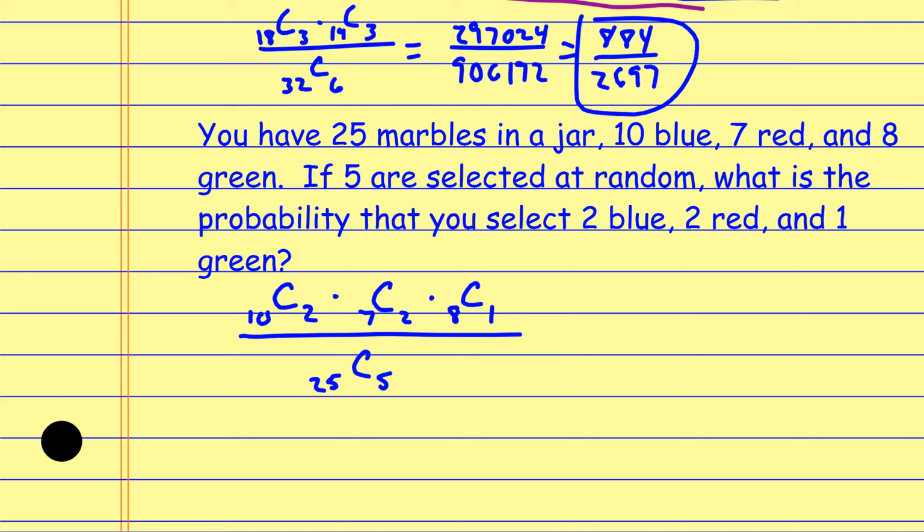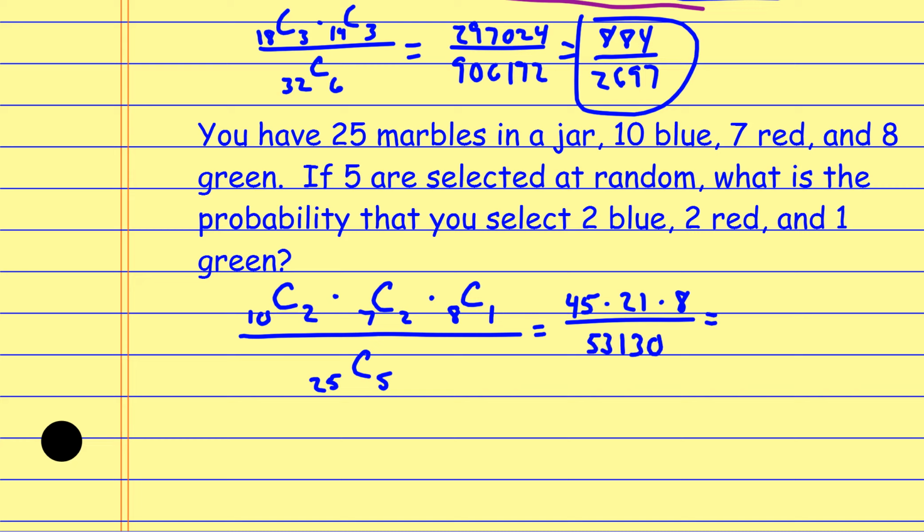Some of them we can do in our heads, and that's fine. So like this first one, you should be able to do that one in your head. That's a 45. The next one, once again, you should be able to do in your head. It's a 21. And then the last one you could probably do in your head is an 8. The only one I need to punch in the calculator here is the 25 choose 5, so let me do that quickly. So I get 53,130.